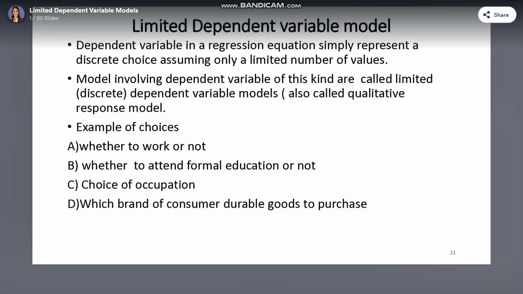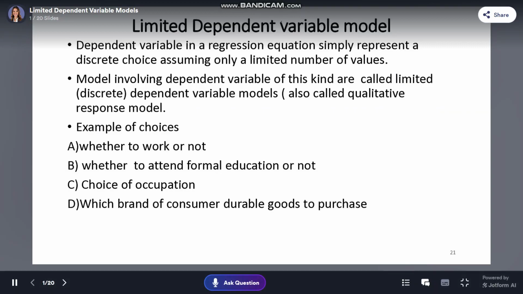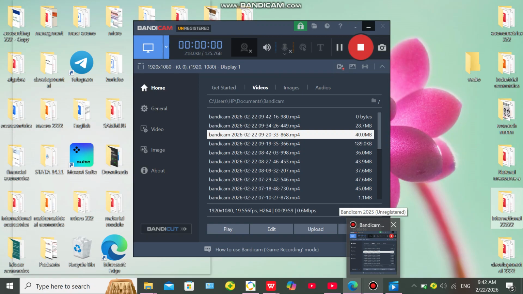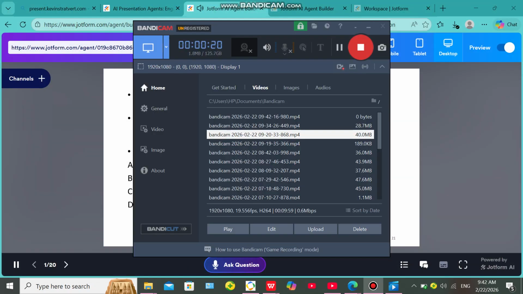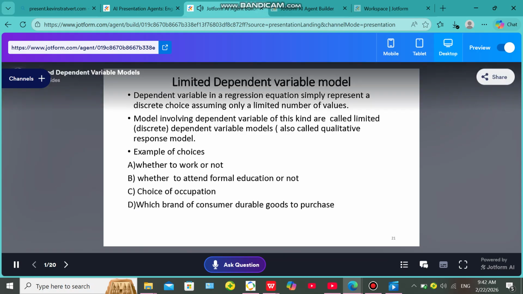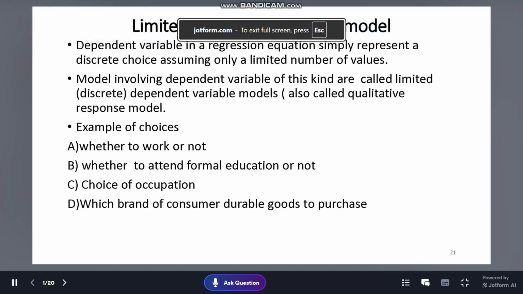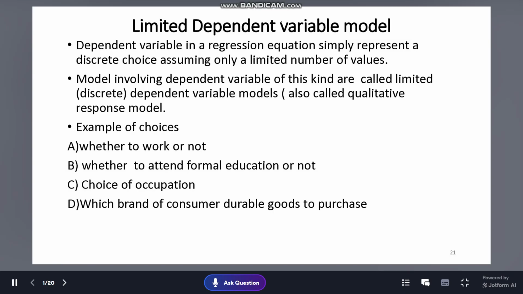Welcome, everyone. Today, we're diving into limited dependent variable models. These models handle situations where the outcome we're studying can only take on a limited set of discrete values. Think about choices like whether someone works or not, or which brand of a product they buy. Understanding these models is key to analyzing decisions that aren't continuous but categorical in nature.